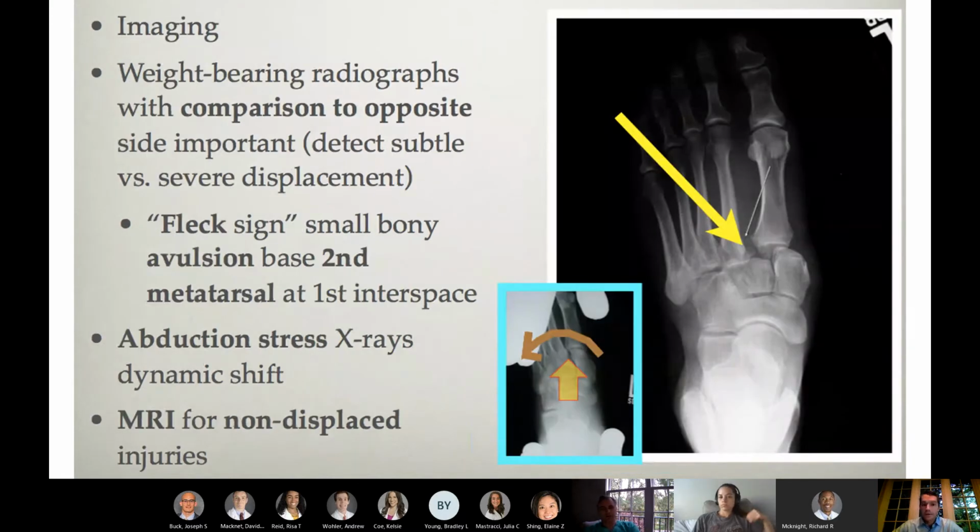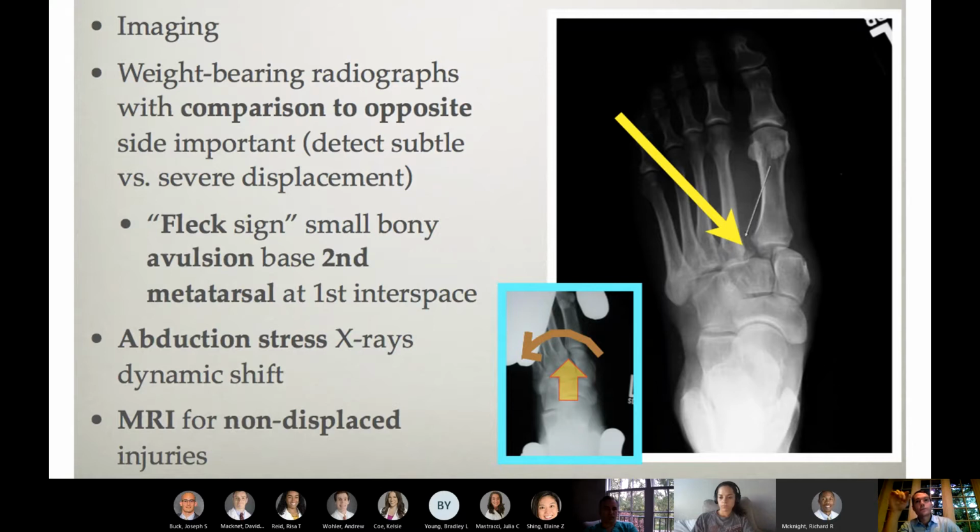The standard is to get weight-bearing x-rays to diagnose these. Oftentimes, if there's a complete midfoot dislocation, as you see in this larger x-ray, it's obvious you don't need to get weight-bearing x-rays. But if it's more of a sports type injury, weight-bearing x-rays are the place to start. You may see a bony avulsion of the Lisfranc. That's a quote-unquote fleck sign, if you will. You can also do an abduction stress x-ray if you want to, which will show you dynamic abduction through the whole TMT complex.